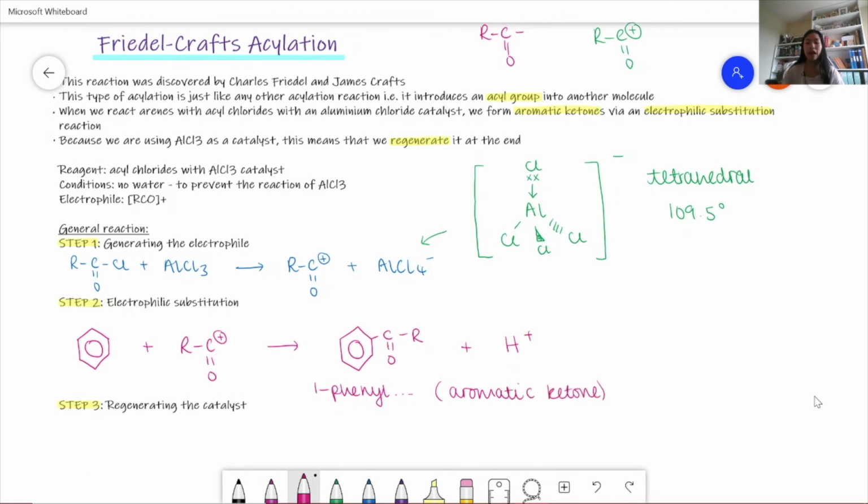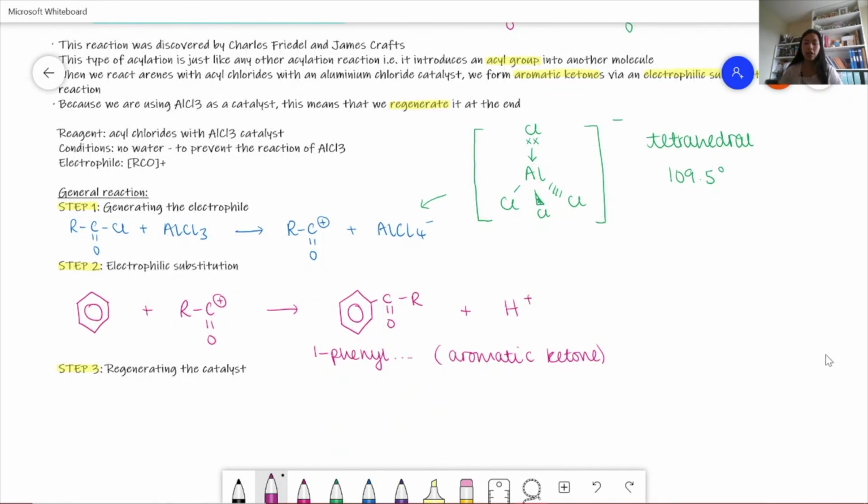And then finally, we have the regenerating catalyst step. The AlCl4 minus ion produced in the first step reacts with this H plus from the second step to form AlCl3 and HCl. So AlCl3 is our catalyst.